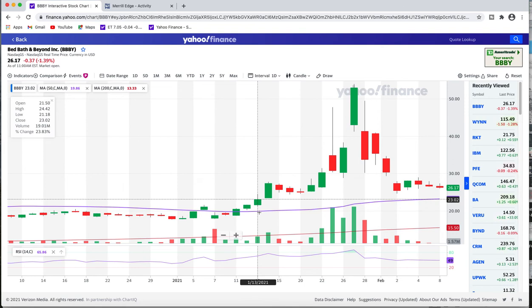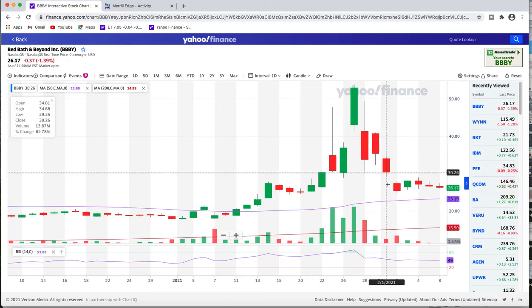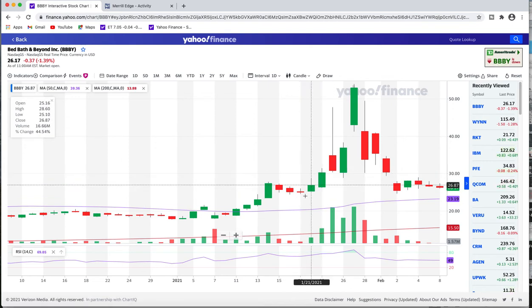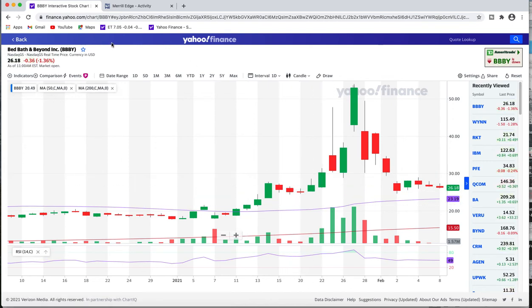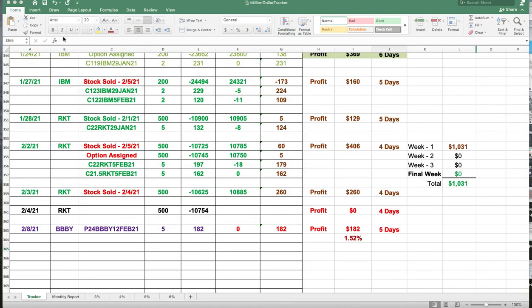Because I believe some people are going to be staying in the stock, I pulled the trigger and did a put option at the 24 mark, okay? And remember, I only sold to open five puts at the strike price of 24 of BBBY. And remember, the date is only a weekly option of 12 February.